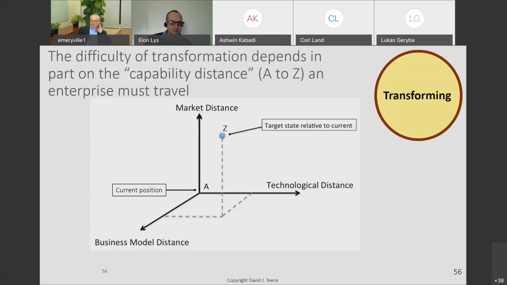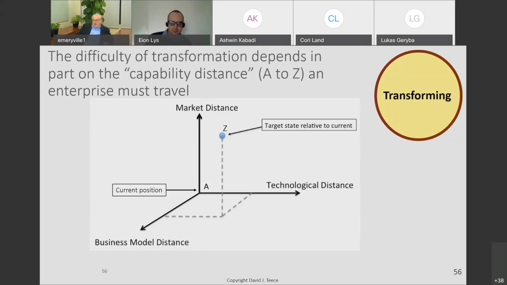I've tried to give some structure to this by talking about change distance. And there are 3 dimensions. If you're trying to move from one market to another, if you're Coca-Cola trying to get into the snack business, well, now they're in it, but that's a pretty small change in market distance. But if Coca-Cola was trying to get into the bread business, that would be a big change in market distance.